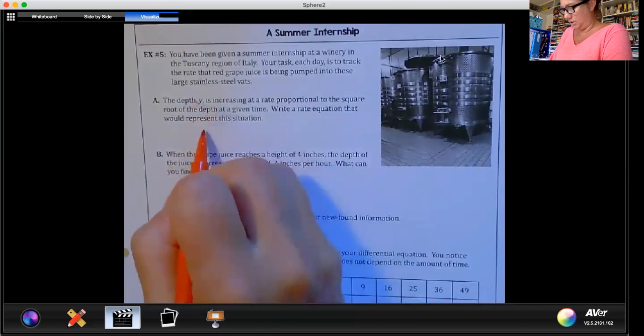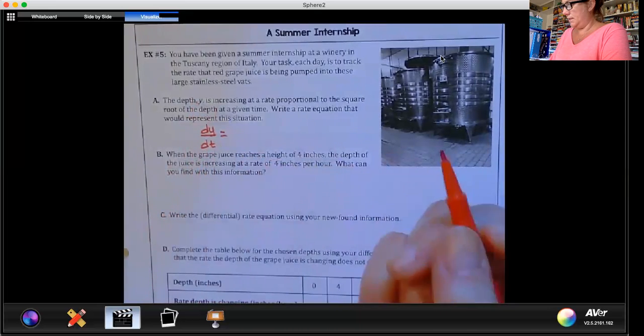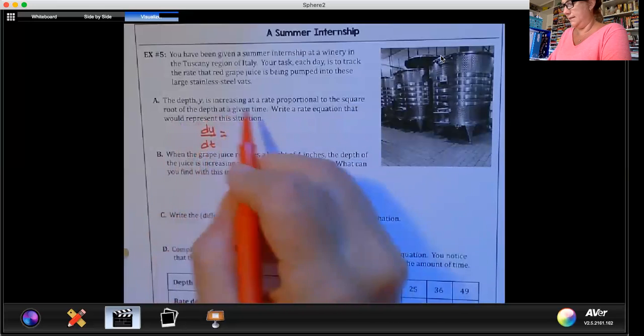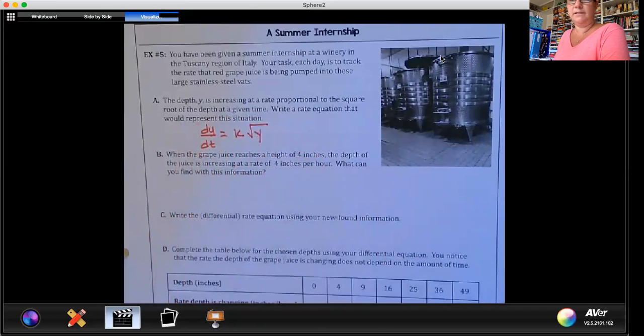So our depth is changing. So dy/dt at a rate proportional to the square root of the depth. So k times the square root of the depth. Remember, k is going to be a number.